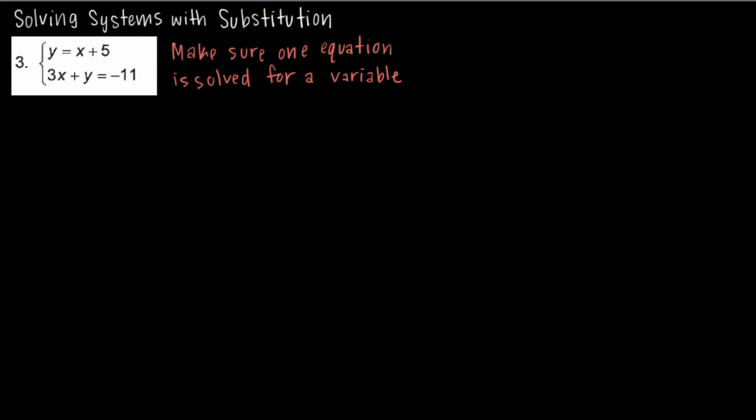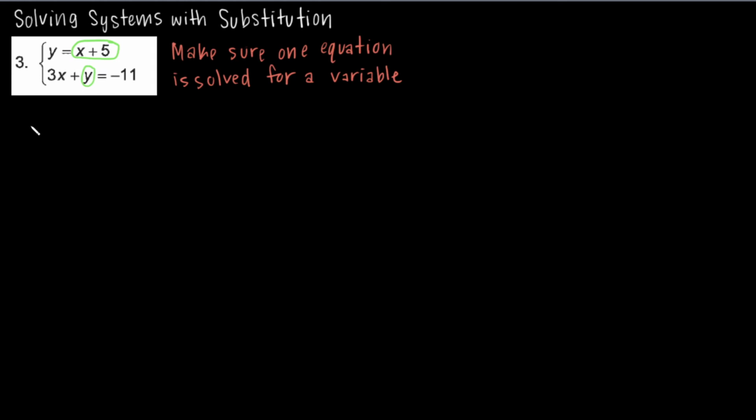You might be looking at this problem saying, oh, the top equation is already solved for y. That's true. So in this equation, we know that y equals x plus 5. This is really important. The whole goal of substitution is to substitute what y equals, this expression x plus 5. So we're going to take the bottom equation, 3x plus y equals negative 11, and we're going to replace y with x plus 5. Here's what that looks like.